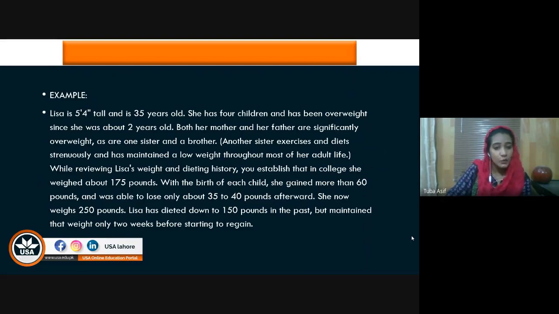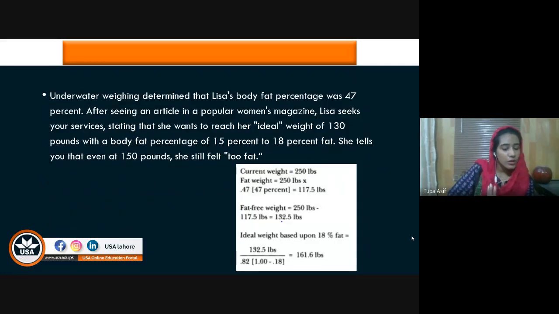Lisa has dieted down to 150 pounds in the past, but maintained that weight only 2 weeks before starting to regain. She did underwater weighing, and the conclusion was that Lisa's body fat percentage was 47%. After seeing an article in a popular women's magazine, Lisa seeks your services, stating that she wants to reach her ideal weight of 130 pounds with a body fat percentage of 15% to 18%. She says that even at 150 pounds, she still felt too fat. So we can see that her ideal body weight, according to those charts, is 161 pounds.